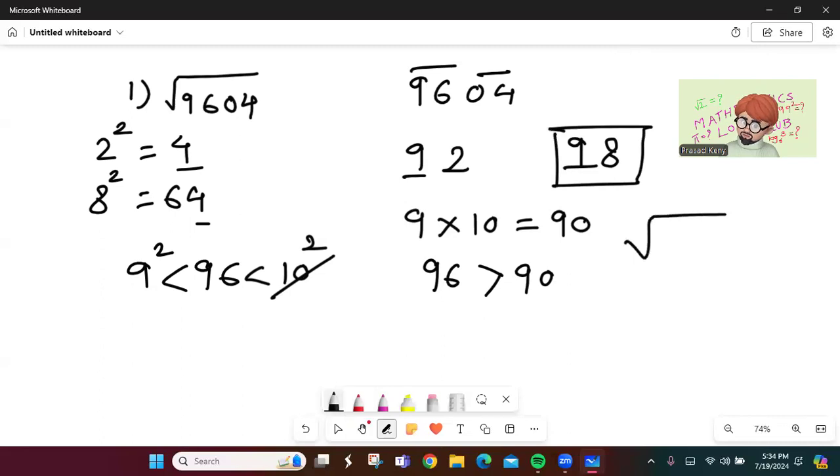And hence, the square root of 9604 should be 98 and not 92. So Vicky, I wish these steps are becoming clear with you. So I will give you one problem to solve.